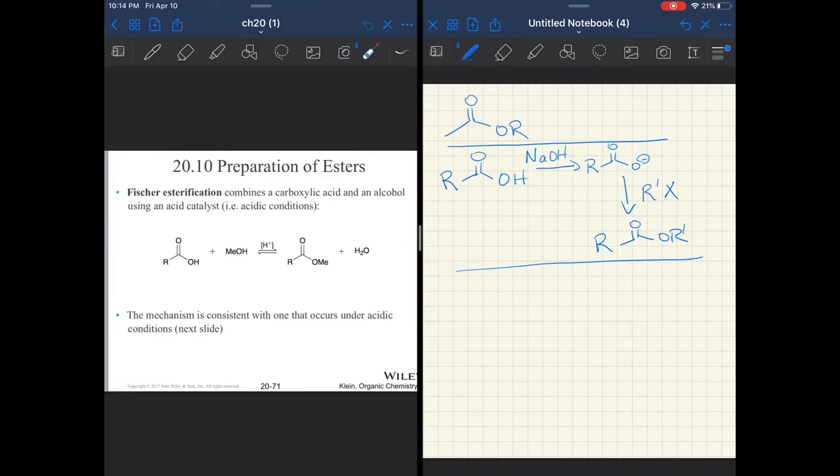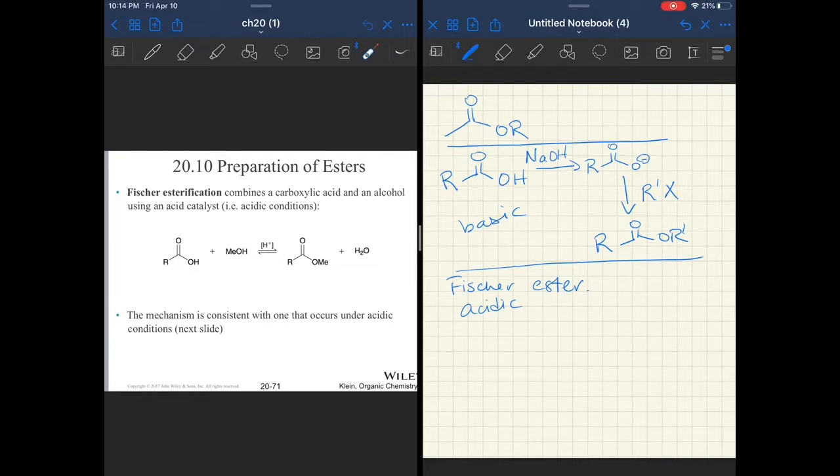Under acidic conditions is called Fischer Esterification. All right, so this is basic, right? And then we have Fischer Esterification. This is going to be acidic conditions. Our lab where we made esters, or where you virtually made esters, used Fischer Esterification.